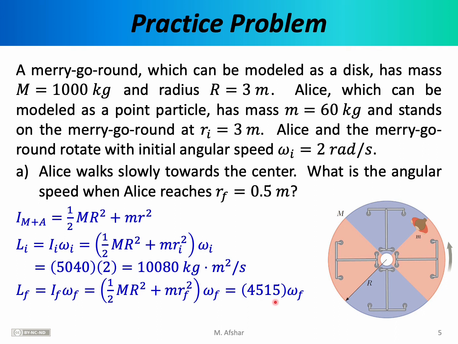And since the system is isolated, since there's no one pushing or pulling or exerting any kind of a torque on the system, we can say angular momentum is conserved. Therefore, the initial is equal to final. Setting L initial equal to L final, we find that the final angular speed of the merry-go-round Alice system is 2.233 radians per second. So as we suspected, the merry-go-round speeds up as Alice walks towards the center.